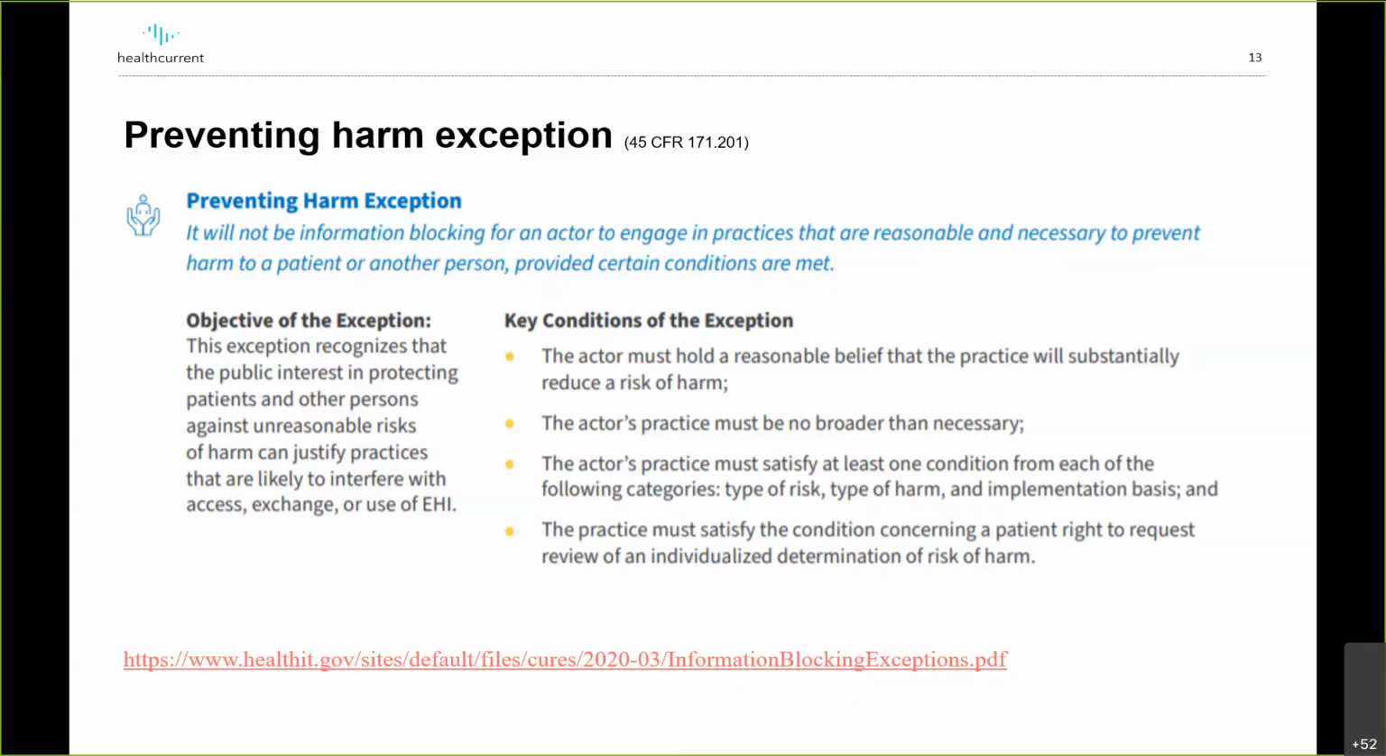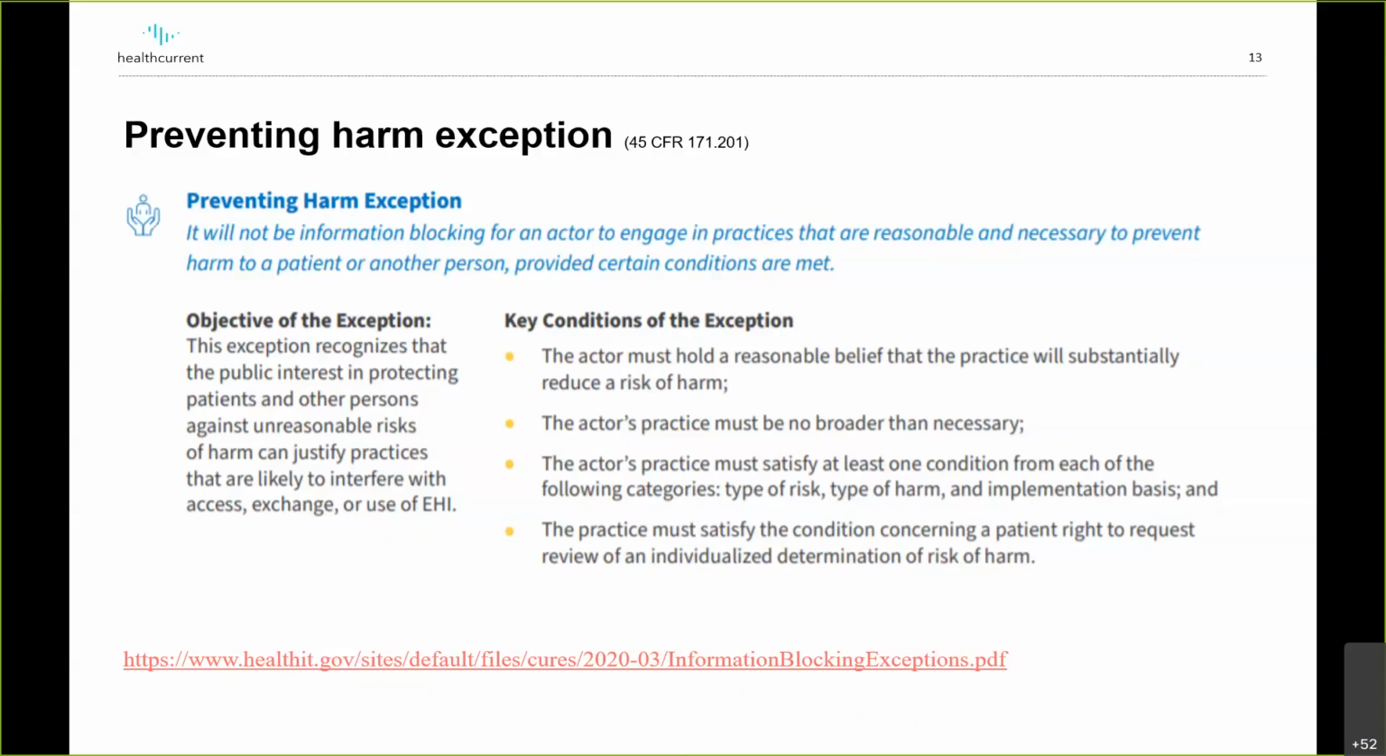We're not talking about organizational harm. If you're worried about an organizational harm, we're going to have to look to another safe harbor, like maybe the security safe harbor, to cover that practice. But in order for this safe harbor, the preventing harm safe harbor, to apply, not only do you have to have this reasonable belief that your denial is going to substantially reduce the risk of harm to a person, you also have to make sure it's tailored, so no broader than what's necessary to reduce the risk of harm to the person.